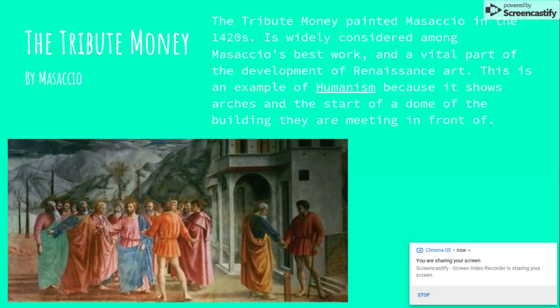The Tribute Money, painted by Masaccio in the 1420s. This is an example of humanism, because it shows arches and the start of a dome of the building they are meeting in front of. The figures in the central picture seem to be structured on horizontal lines, but when you look carefully, they are actually arranged in a semicircular composition, with Jesus, Peter and the tax collector forming the focal point.